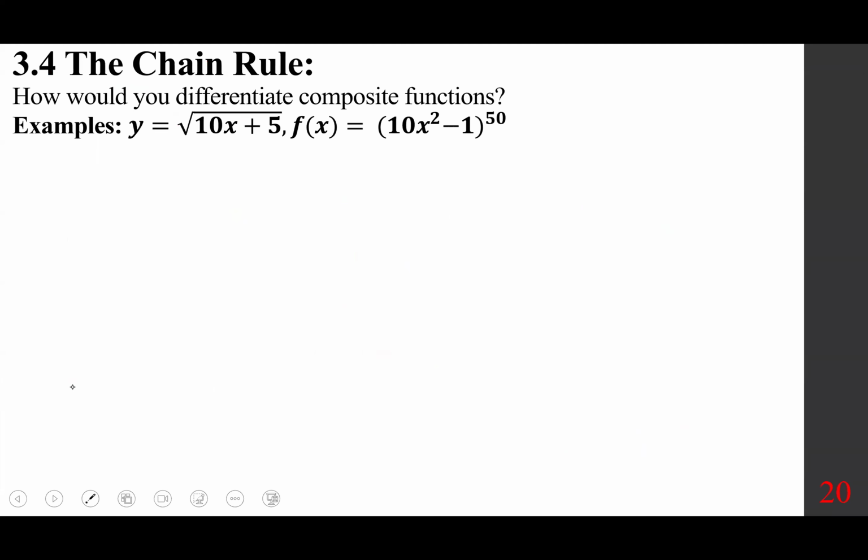So now the chain rule. How would you differentiate composite functions? Example, y equals square root of 10x plus 5, f of x equals (10x squared minus 1) to the power of 50.